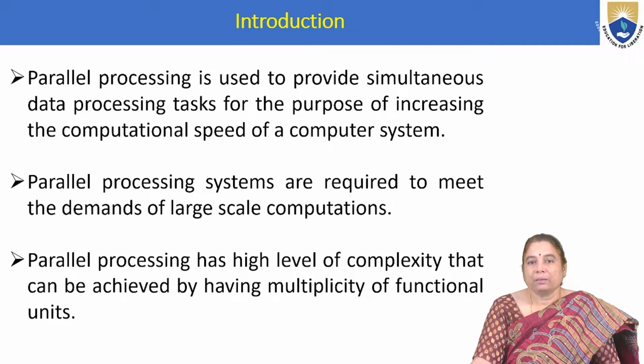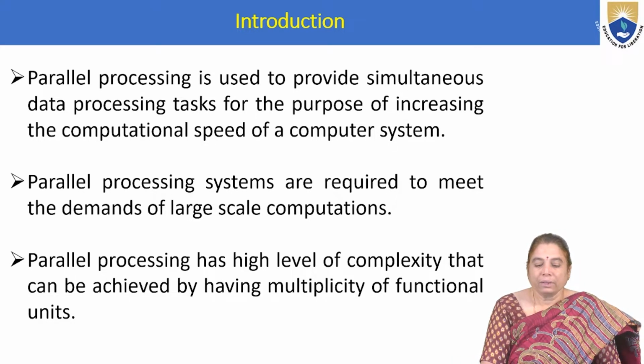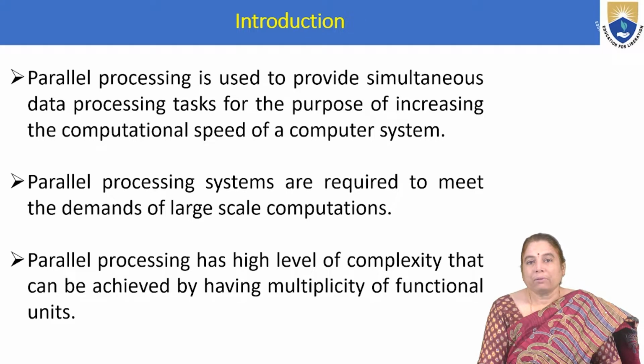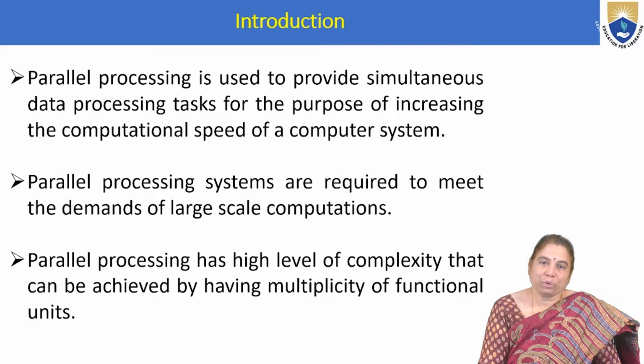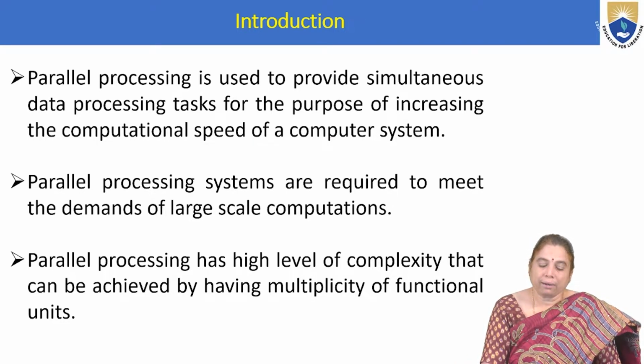Parallel processing systems can be used by advanced multiprocessors. Parallel processing systems are capable of executing multiple instructions simultaneously. They provide simultaneous data processing tasks for the purpose of increasing the computational speed of the computer system. When more than one task is executed in an overlapped fashion, the number of instructions that can be executed per unit of time can be increased, so the computational speed of a computer can be increased with the help of parallel processing.